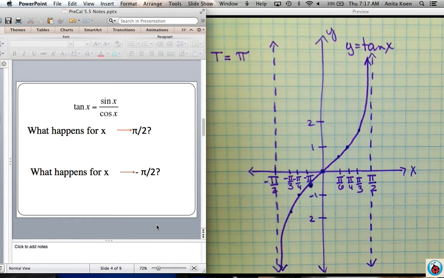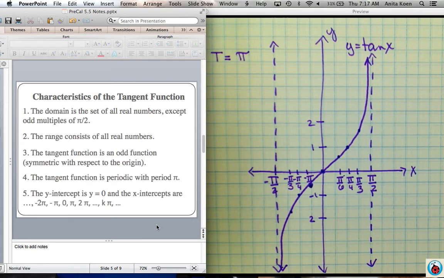I'd like for you to pause this video at this point and talk to your table partner about what happens for x as x approaches pi over 2, or as x approaches negative pi over 2, because of the fact that the tangent of x is the sine divided by the cosine. We've already alluded to this fact, but I want you to take a moment and reiterate this fact to your table partner so that we can make sure we've all got it.